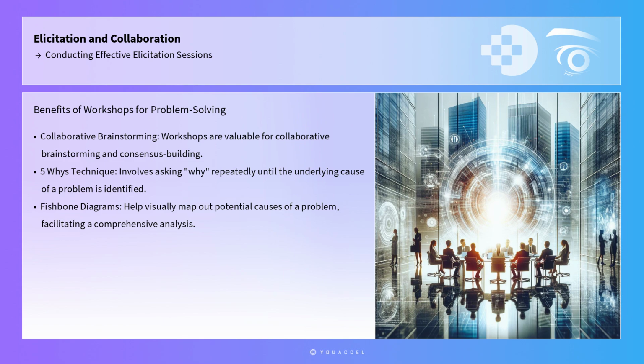Techniques such as the 5 whys and fishbone diagrams can be used during workshops to delve deeper into the root causes of issues. The 5 whys technique involves asking why repeatedly until the underlying cause of a problem is identified. This method is particularly useful for uncovering hidden requirements that stakeholders might not initially articulate. Similarly, fishbone diagrams help visually map out potential causes of a problem, facilitating a comprehensive analysis.